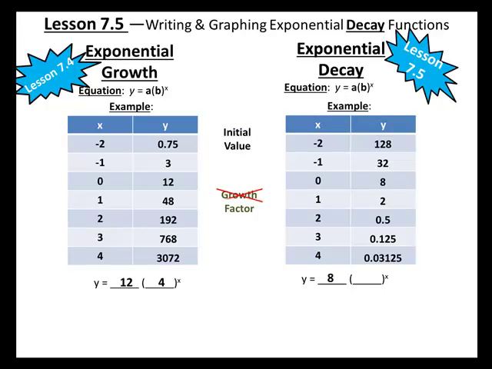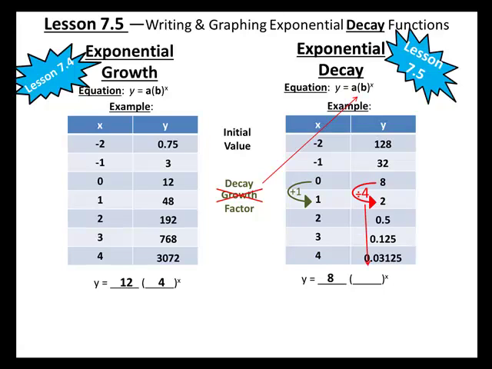Then we need to start looking at, instead of a growth factor, we would call this a decay factor because our numbers are getting smaller instead of larger. That's our value of b that we're looking for, and we would look somewhere where x increases by 1. What's the y value doing? First thing you might think of to go from 8 to 2 is you're dividing by 4.